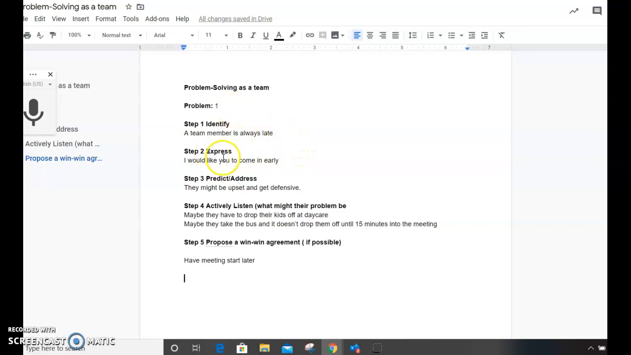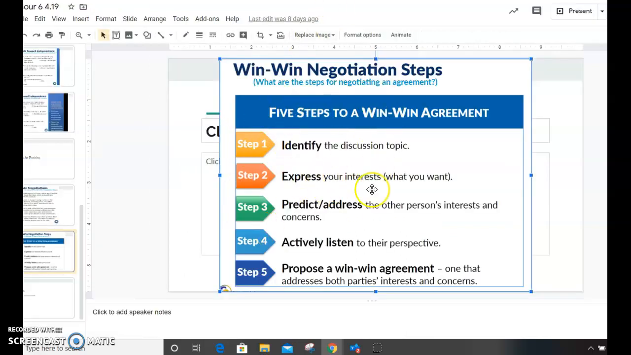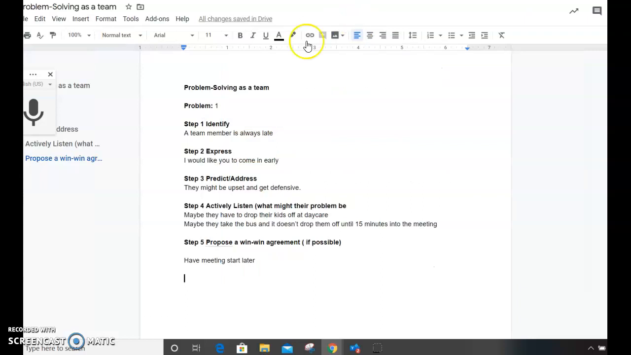Okay, so as I said, we're gonna use the win-win negotiation steps on these problem solving problems, I guess, on these workplace problems. That's what I meant to say. So we have a team member who is always late. That is step number one. Just identify the problem. That's really your easiest step.